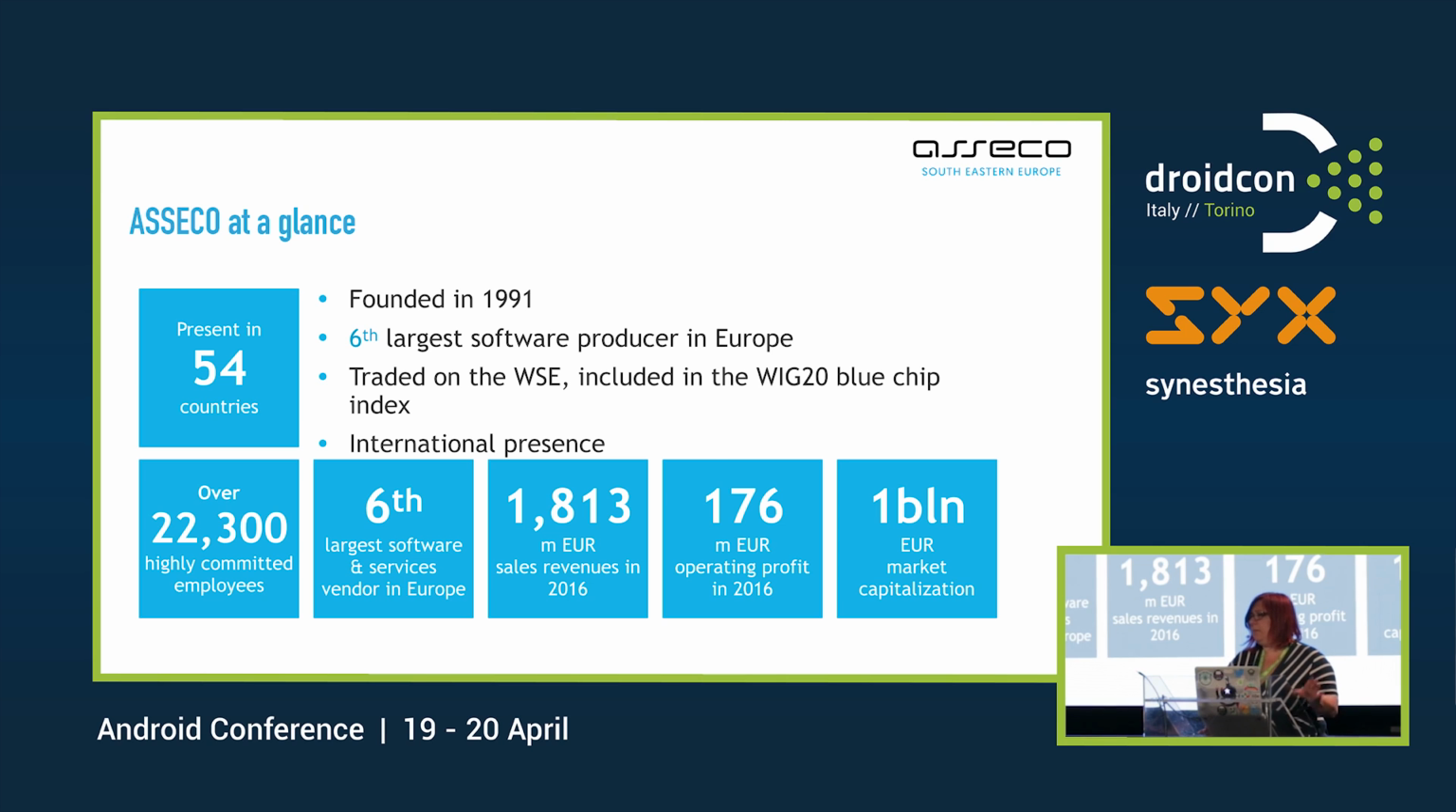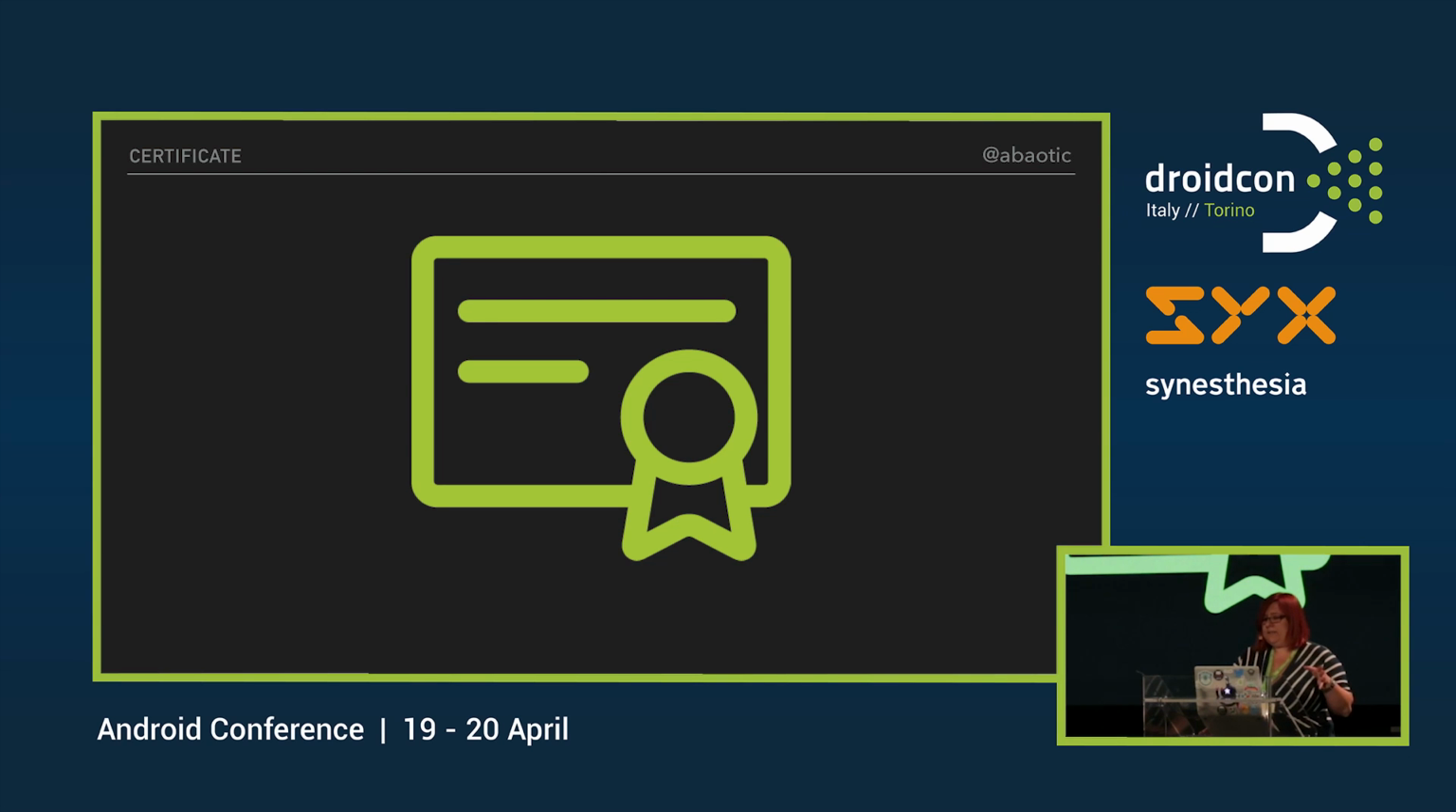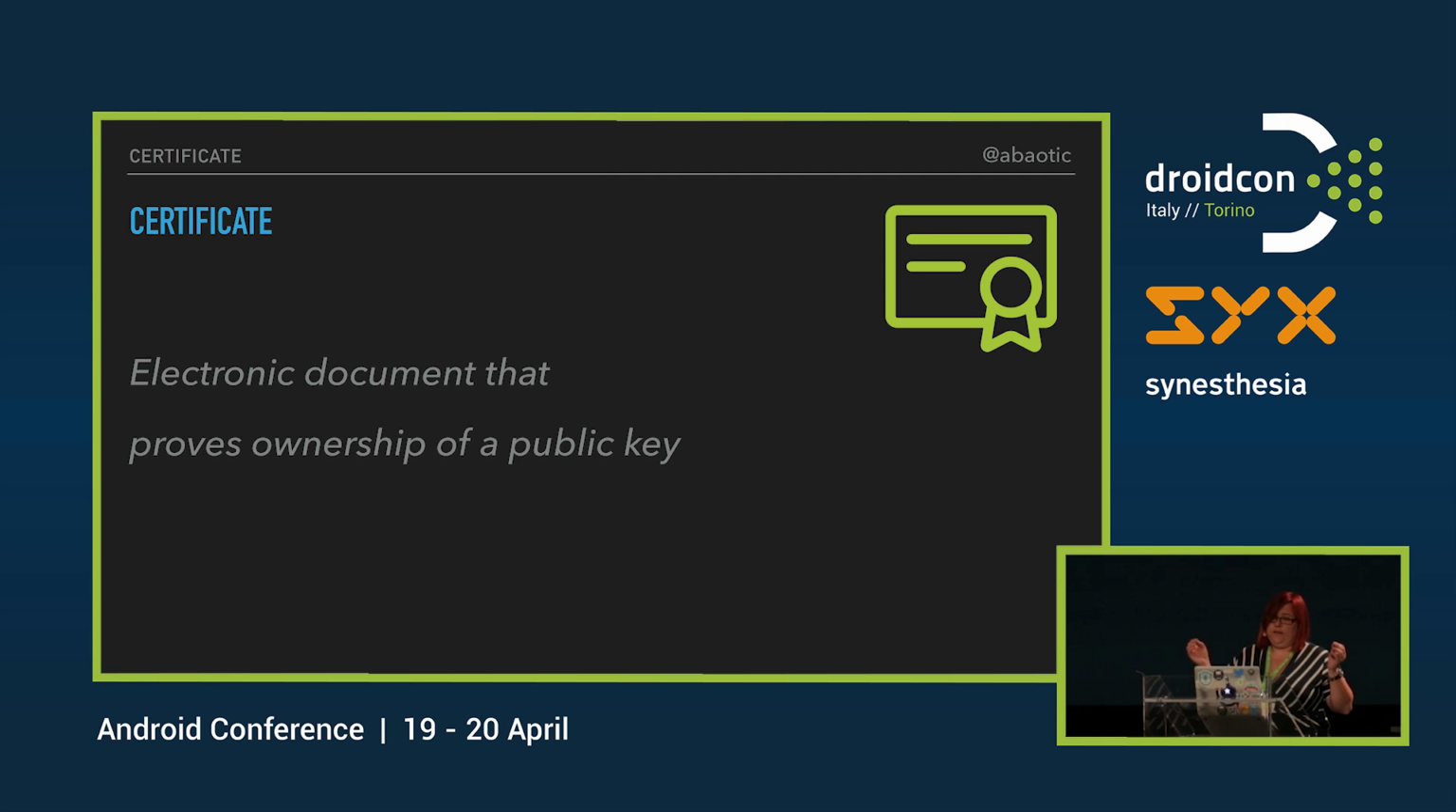So let's start from the beginning. What is a certificate? Any kind of certificate is an electronic document that proves ownership of a public key. Now, this seems simple enough, but what does it actually mean? What does it mean to prove ownership of a public key? What is a public key? What do we do with it? Well, we'll get to that, of course.